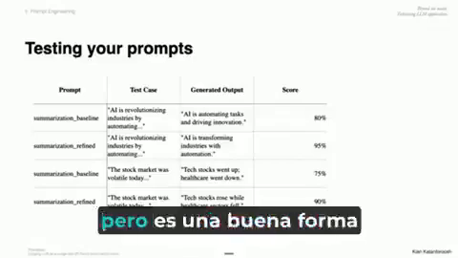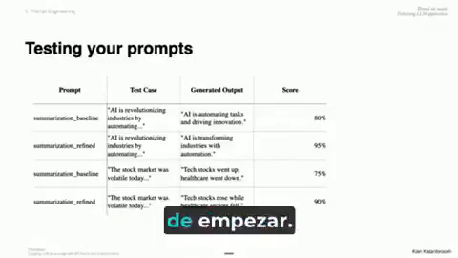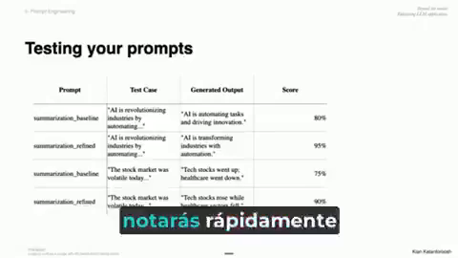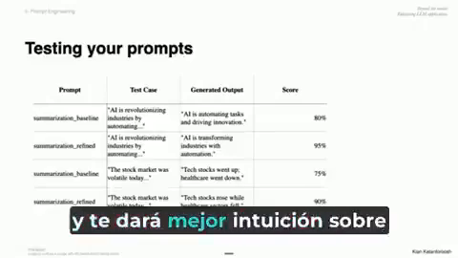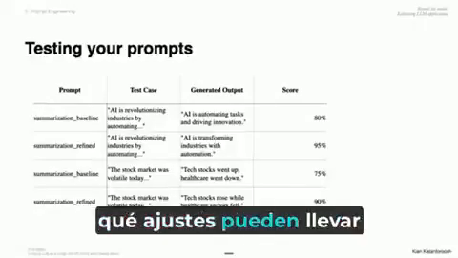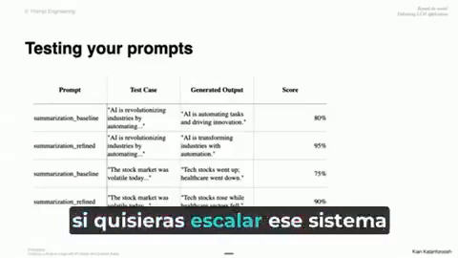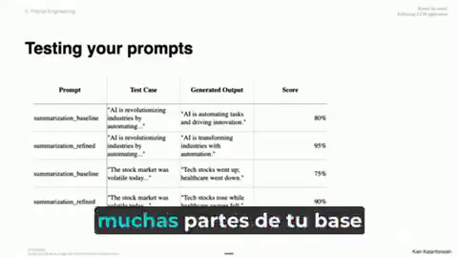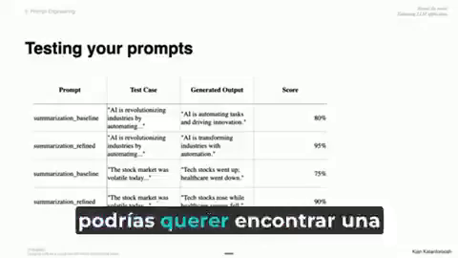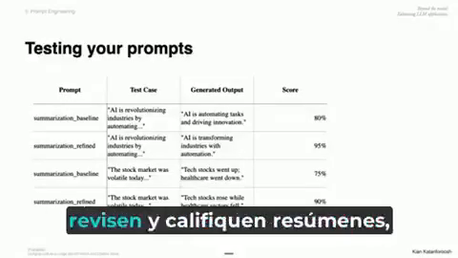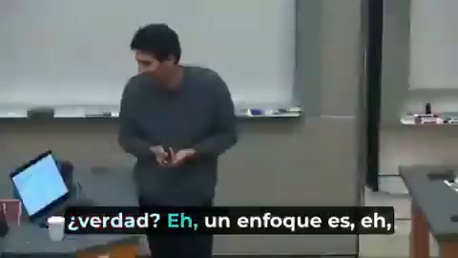Of course, this manual approach takes time, but it's a good way to start. And usually the advice is get hands-on at the beginning, because you would quickly notice some issues, and it will give you better intuition on what tweaks can lead to better performance. However, if you wanted to scale that system across many products, many parts of your code base, you might want to find a way to do that automatically without asking humans to review and grade summaries, right?